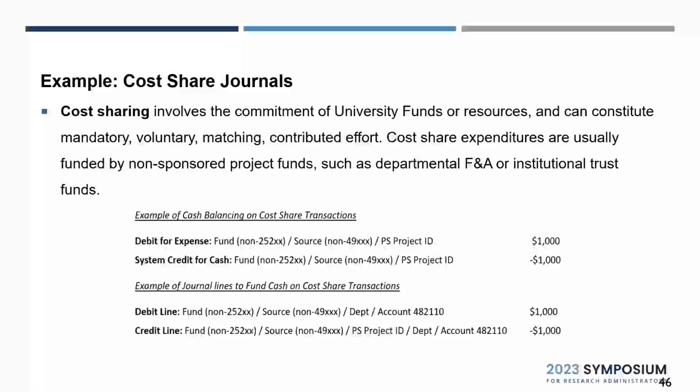or institutional trust funds. In the example on this slide, the first two lines is the expense being paid by a non-252 fund, including a project ID. And the next two lines of this example is the accounting services journal funding the cash deficit created by the payment of this expense. Next, Nick will go over journal workflow.